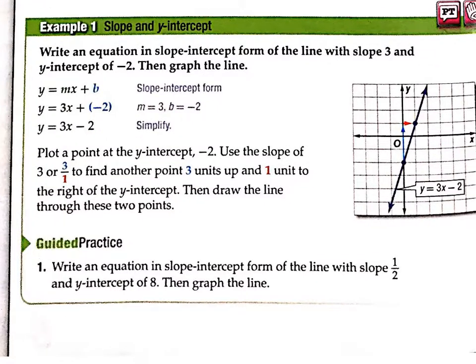Another thing to be mindful of: they give you an example here, showing you on the graph. Here's your y-intercept, which is -2 because that's where it crosses the y-axis, and then your slope is rise 1, 2, 3 over run 1. So there's your slope, there's your y-intercept, there's slope-intercept form.